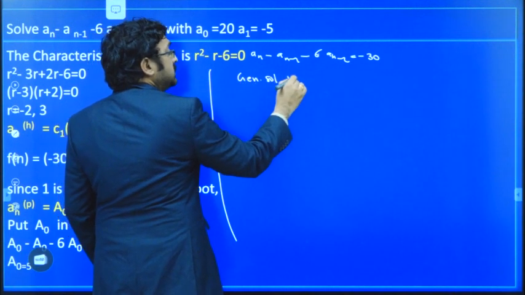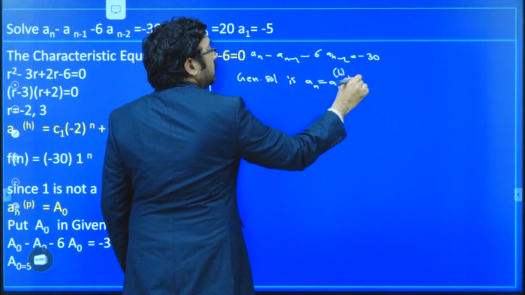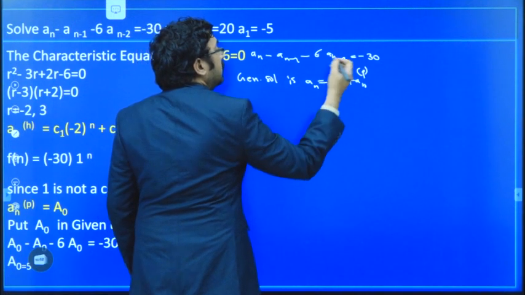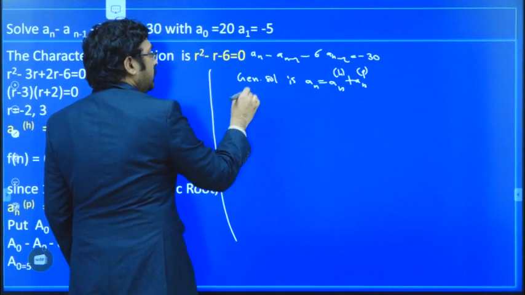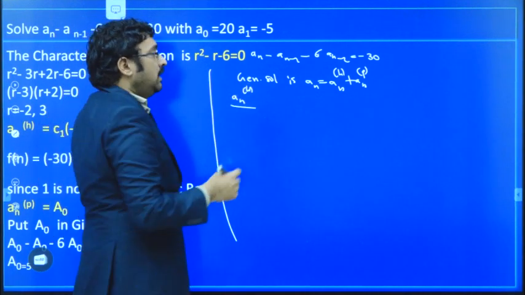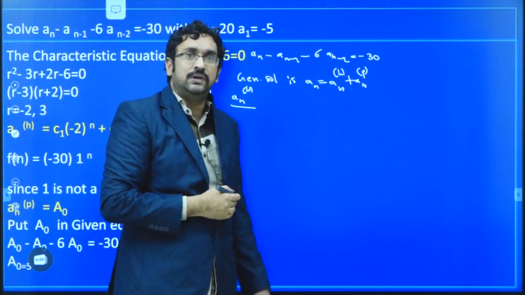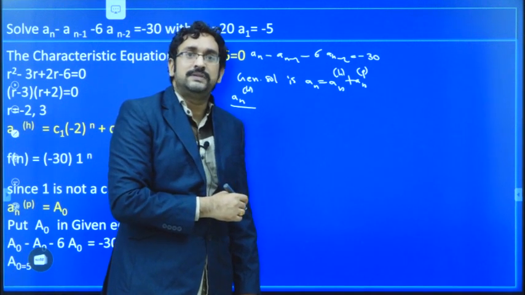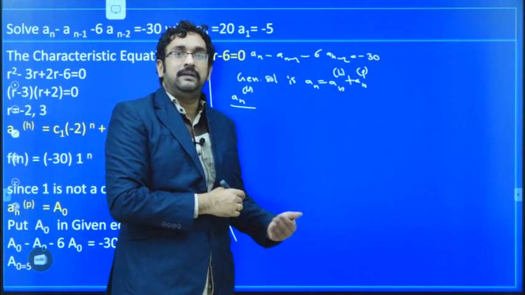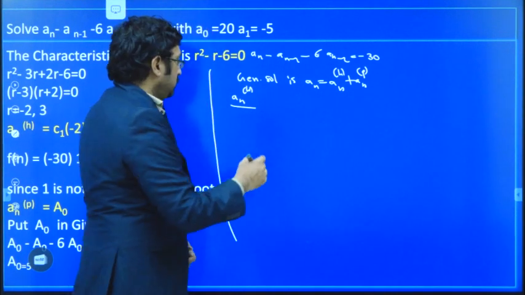The general solution is a_n equals a_n^(h) plus a_n^(p). So first we have to calculate a_n^(h). How can we obtain a_n^(h)? By assuming that the right hand side is 0, first we will find the homogeneous solution. How can we obtain the homogeneous solution? By finding the characteristic roots for the given equation.